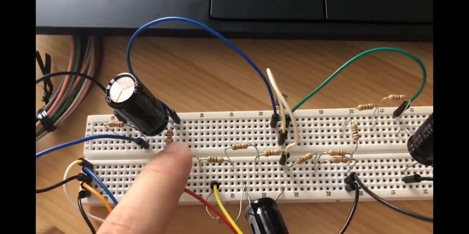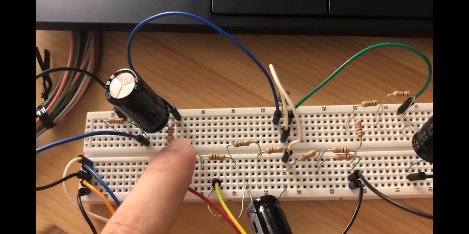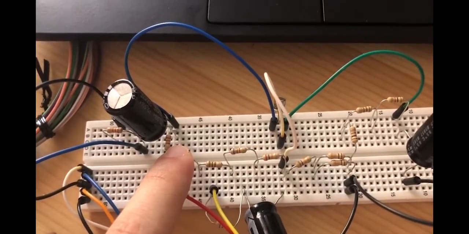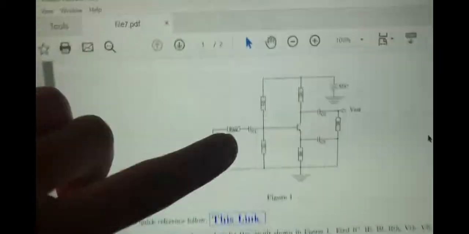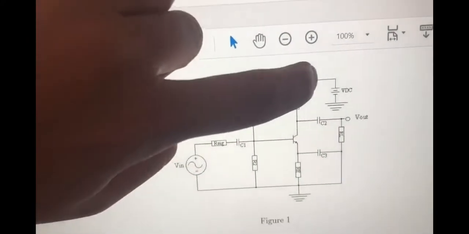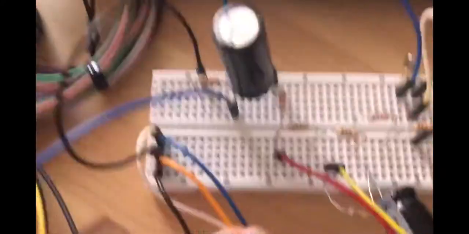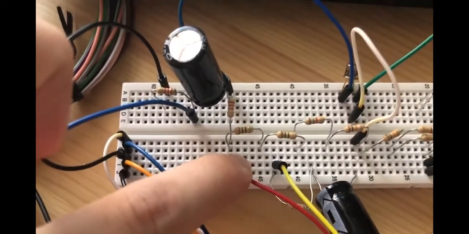Will give me 27 kilo ohm. And it needs to go to VDC. This is R1, it goes to the red wire. So here it's going to the red wire.